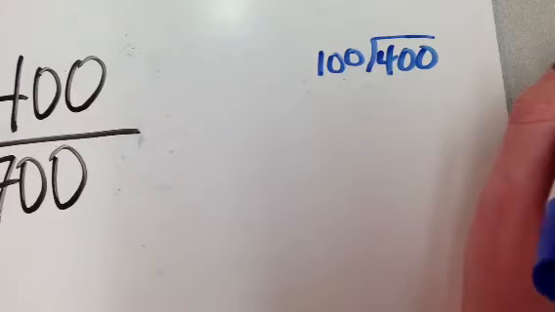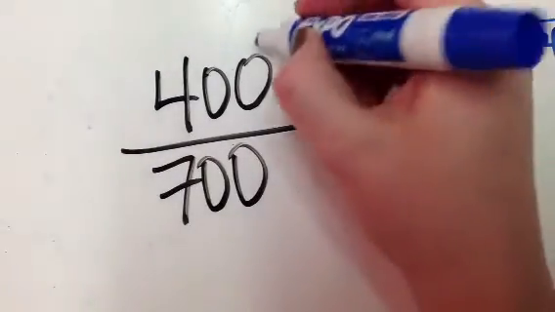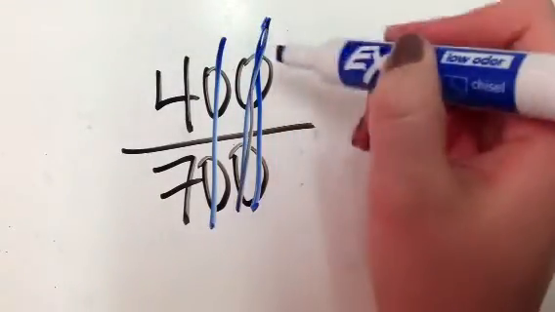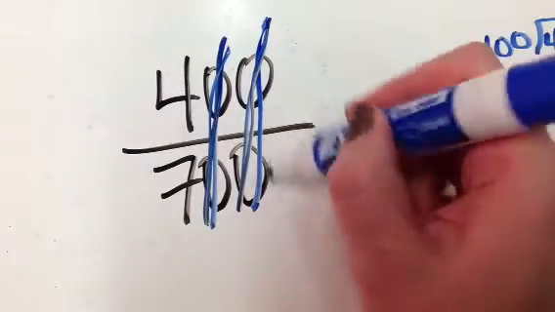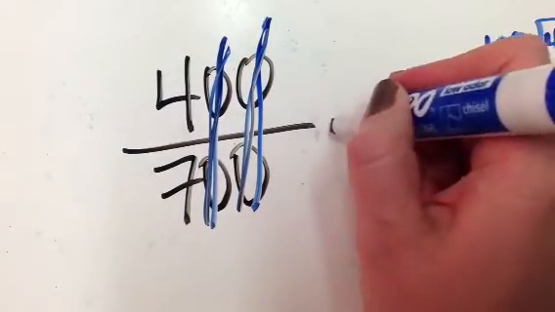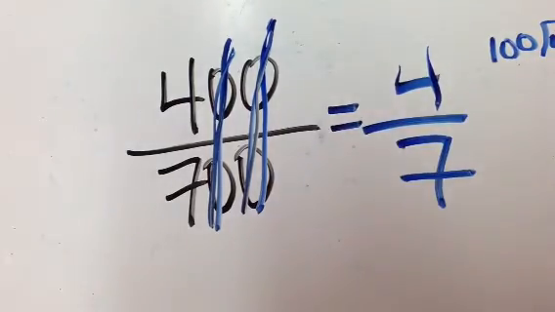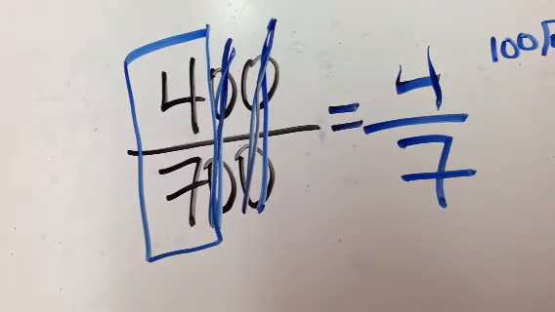But again, a lot of work, especially when I could just go, well, I've got a set of zeros here I can cross off. I've got a set of zeros here I can cross off. I've essentially just divided both of these numbers by 100, and that equals 4/7, because all I've got left right here is 4/7. So 400 over 700, you can reduce it all the way down to 4/7.